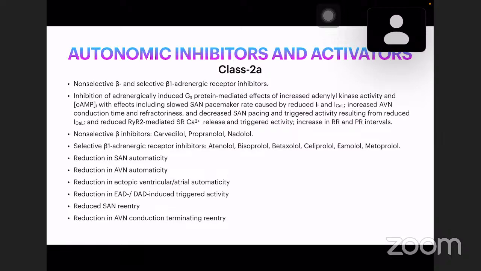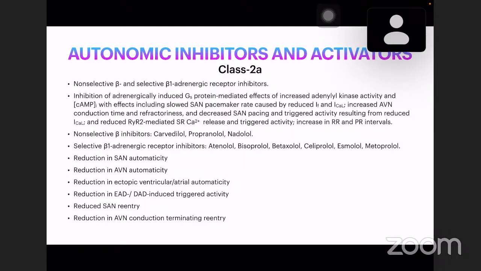whenever the calcium releases, it triggers activity. So it also decreases the triggered activity caused by the calcium, and thus it increases the RR intervals and PR intervals. So coming to non-selective beta blockers, you have carvedilol, propranolol, and nadolol. And beta adrenergic selective blockers are atenolol, bisoprolol, betaxolol, celiprolol, esmolol, and metoprolol, as we know.